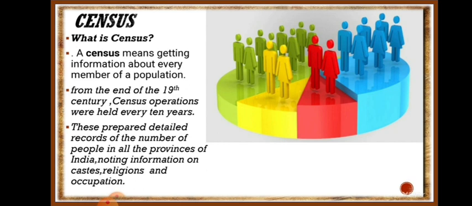From the end of the 19th century, census operations were held every 10 years. You all know that census is known as Janagananā. It is generally done after every 10 years. In 2011 we had the last census. Now this year, in 2021, we will have one census again. It also records which religion is how much percent, which state is the most populous state, which is the least populous state, which is the most literate state. So it gives information in this form. This is what we call census.